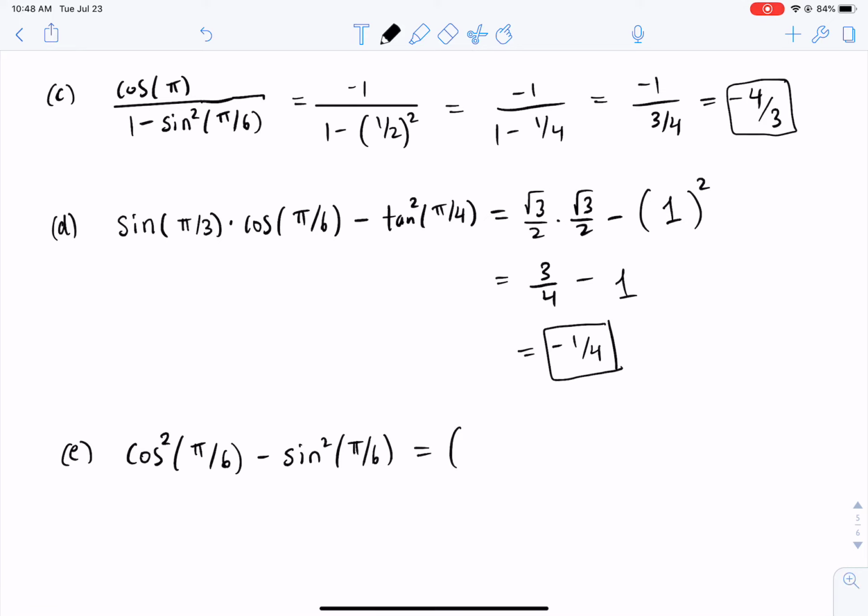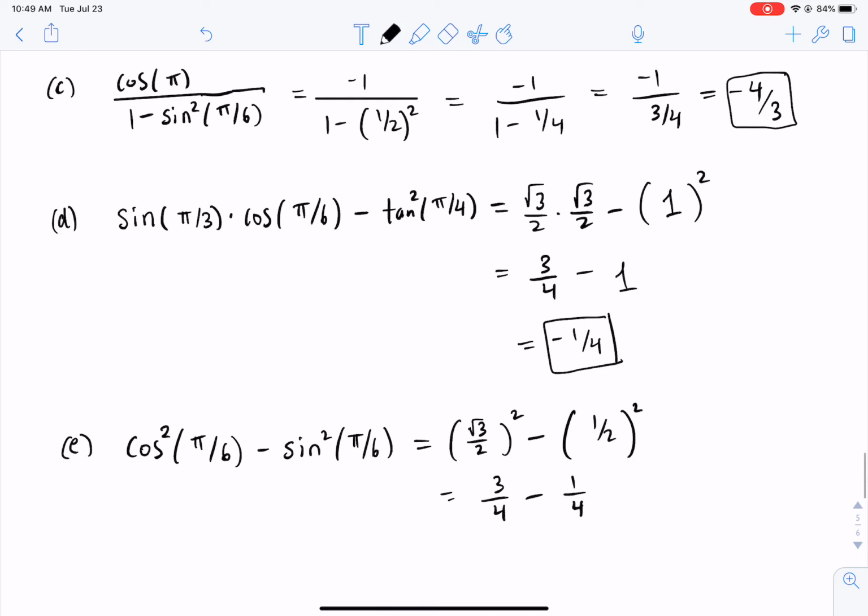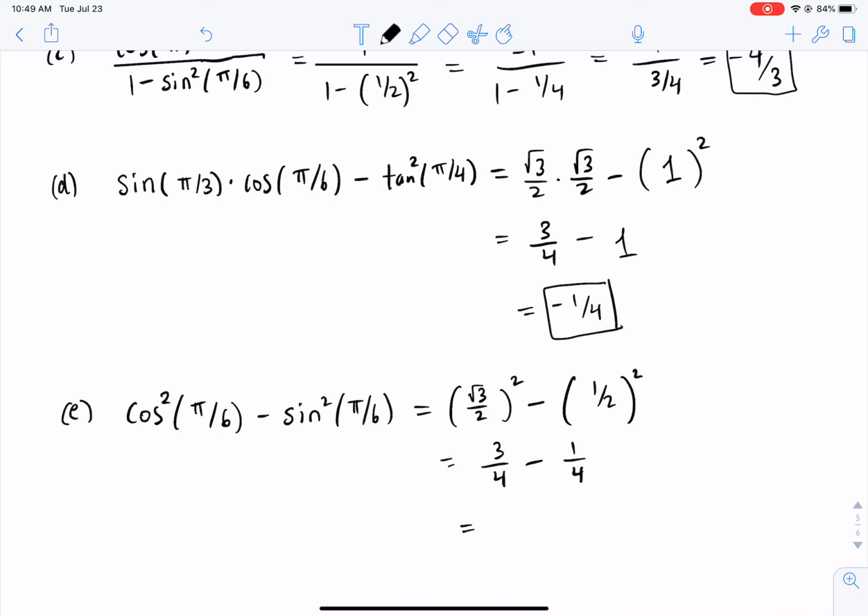Cosine squared of pi over 6. What is cosine of pi over 6? Radical 3 over 2. Pi over 6 is 30 degrees. Cosine of pi over 6 will be cosine of 30 degrees, which is radical 3 over 2. Squared, minus, and this guy is going to be 1/2 squared. So we're going to have 3 over 4 minus 1 over 4, and all of this is just going to be 2 over 4, which is 1/2. That's what this guy is.